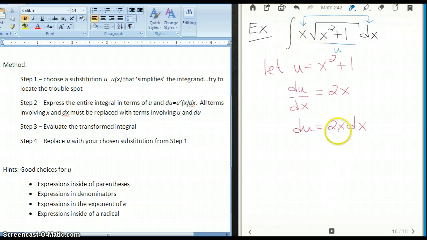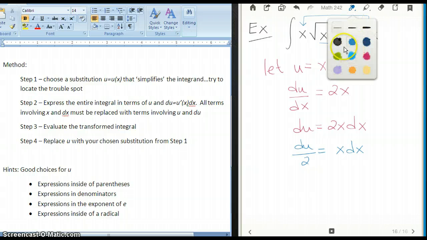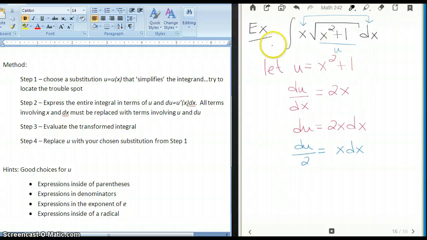I know 2x dx is equal to du. So doesn't that mean then that du over 2 is equal to x dx? Yep, it does, because I just divide both sides by 2. So x dx is equal to du over 2, right? Okay, so let's start rewriting things. Let's start replacing things. Okay, so let's rewrite down here.